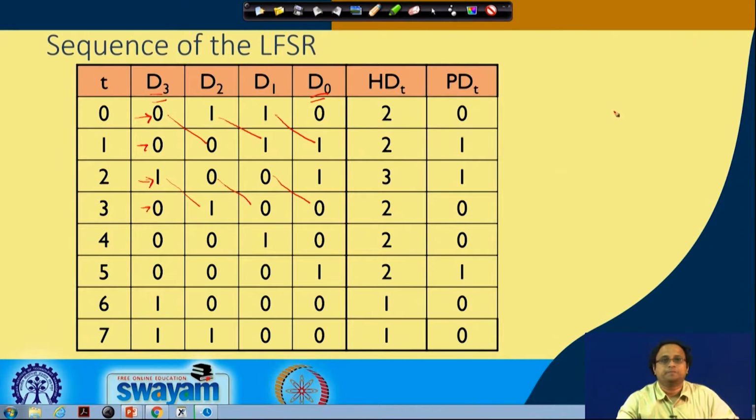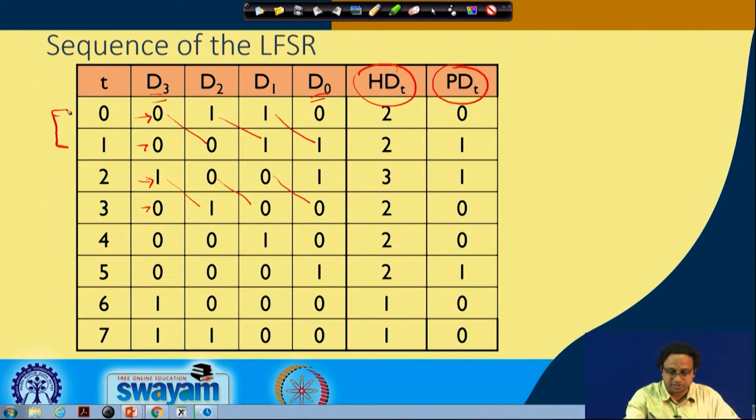And now we basically define two variables. One variable is denoted as HDT and the other variable is denoted as PDT. So what are the definitions of HDT and PDT? In HDT we calculate the Hamming distance between these two states. You can see that these are two successive states and I calculate the Hamming distance between them.